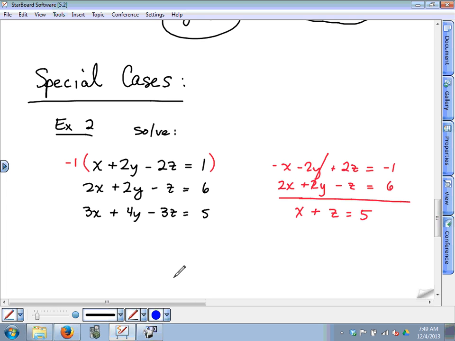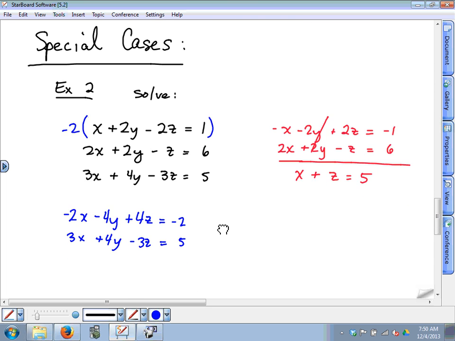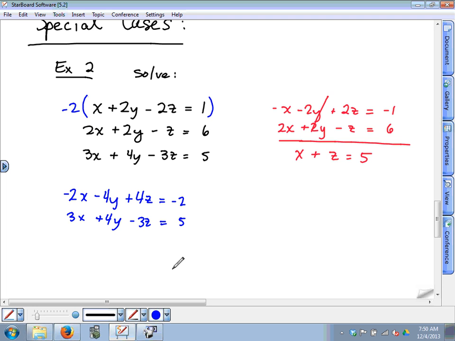Now we've got to do the same thing to two other equations to try to eliminate y. We could take the top equation and the bottom equation. Multiply the top equation by -2, you get -2x minus 4y plus 4z equals -2. The bottom equation is the same, 3x plus 4y minus 3z equals 5, and you might already see what's going to happen here.